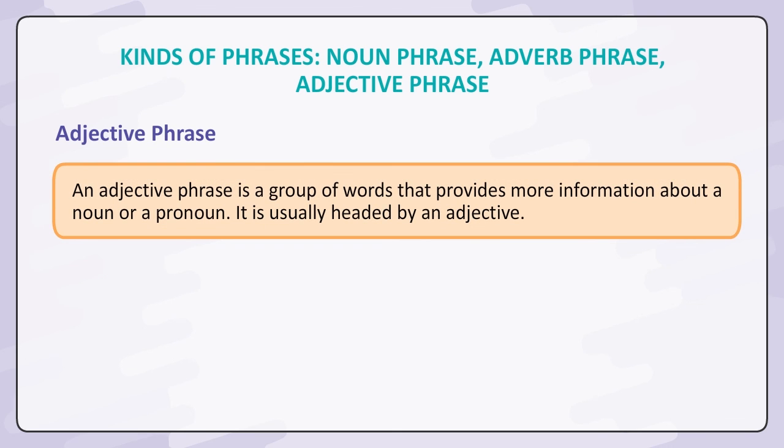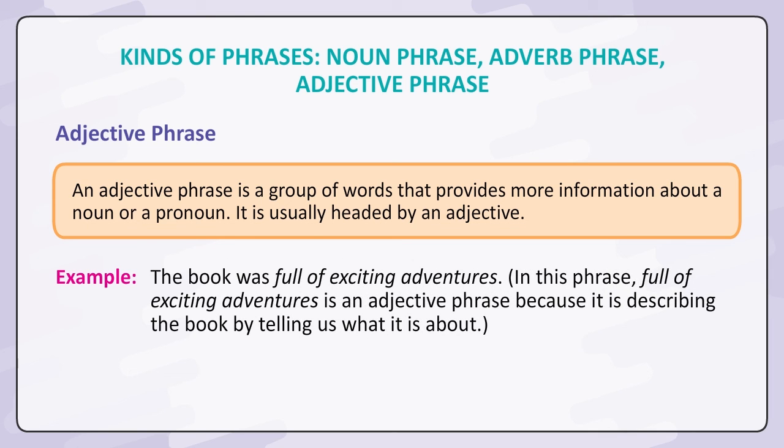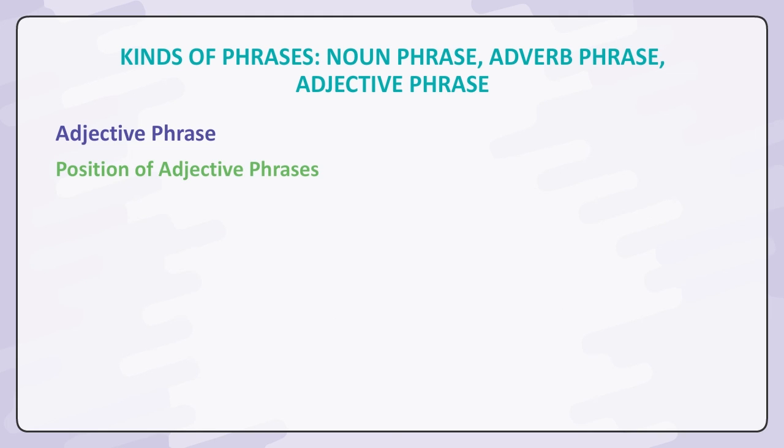Adjective phrase. An adjective phrase is a group of words that provides more information about a noun or a pronoun. It is usually headed by an adjective. Example: the book was full of exciting adventures. In this phrase, full of exciting adventures is an adjective phrase because it is describing the book by telling us what it is about. Position of adjective phrases.